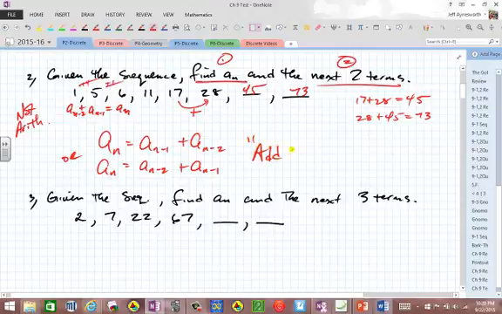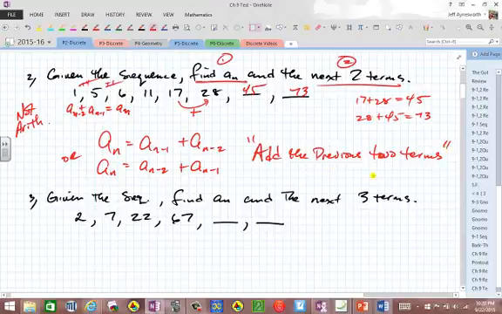Add the previous two terms to get to the next one.